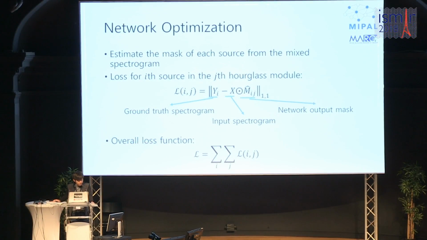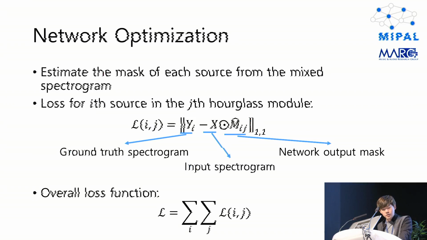In this paper, we separated two or more sources in a single network. Therefore, the number of output channels is the same as the number of sources to separate, and each channel generates a mask of each source. The loss function is defined as the sum of the absolute values of the differences between the ground truth spectrogram and the element-wise multiplication of the input spectrogram and the estimated mask. The loss of the whole network is the sum of the losses of all stacked hourglass modules.